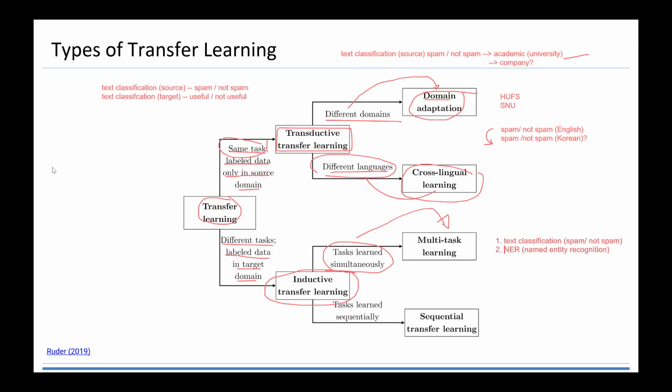Or we can also do sequential transfer learning. Sequential transfer learning means I can first do text classification, spam and not spam, and after I can classify spam and not spam, then I can move to the next task, for example Q&A. So the first task is text classification, and after I can classify it, then I can do question and answer. Why do these people send the spam message, etc.